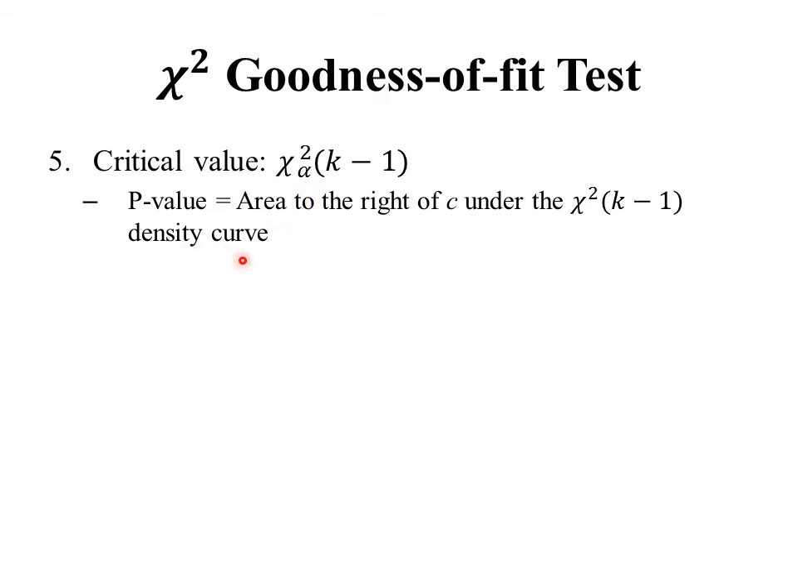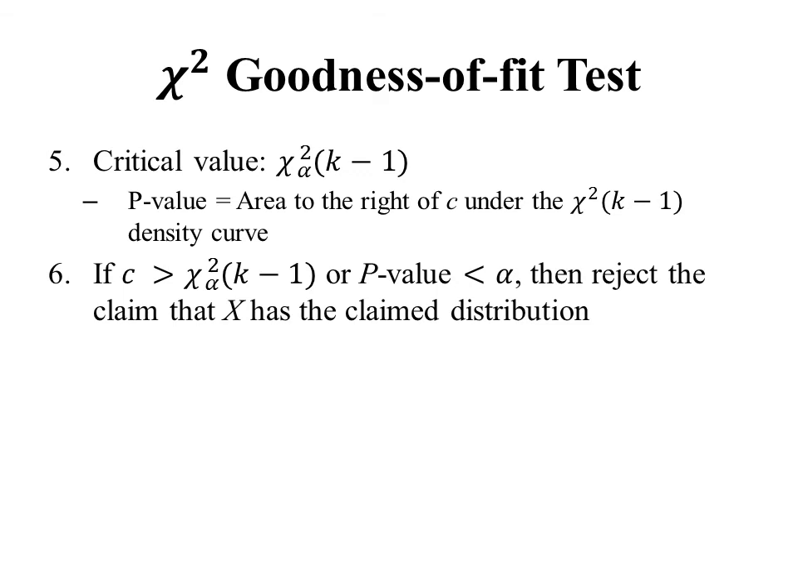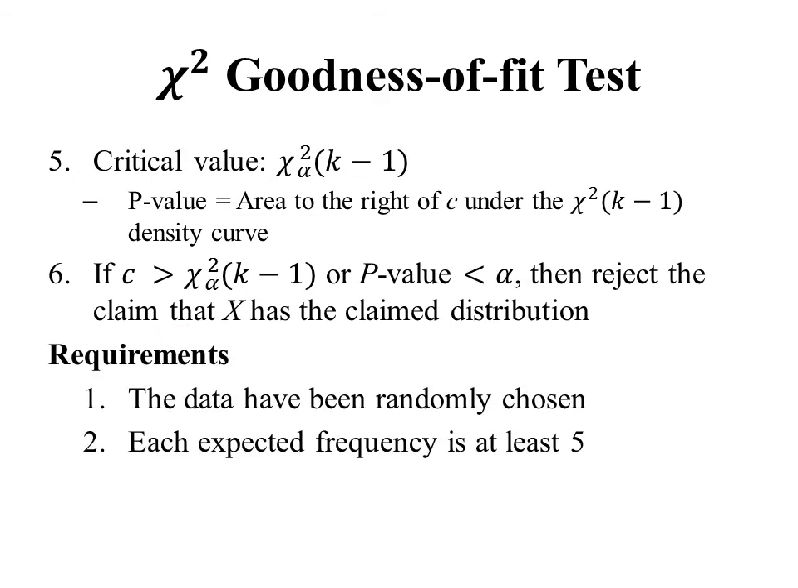The p-value is the area to the right of the test statistic under the chi-squared density curve with k minus 1 degrees of freedom. And then to come to our technical conclusion, we're going to compare the test statistic C to the critical value. If the test statistic is greater than the critical value, or the p-value is less than alpha, then we're going to reject the claim that x has the claimed distribution. The requirements for this type of test are, number 1, that the data have been randomly chosen, and number 2, each expected frequency is at least 5. This is going to be an important requirement, as we'll see come up in our next example.